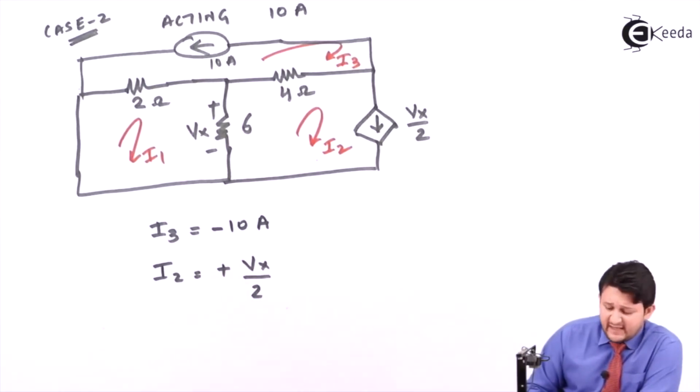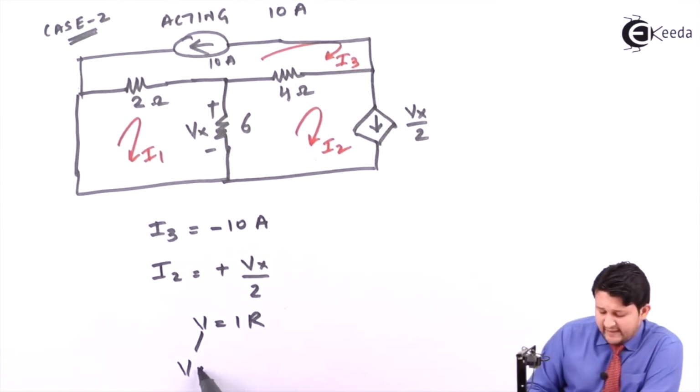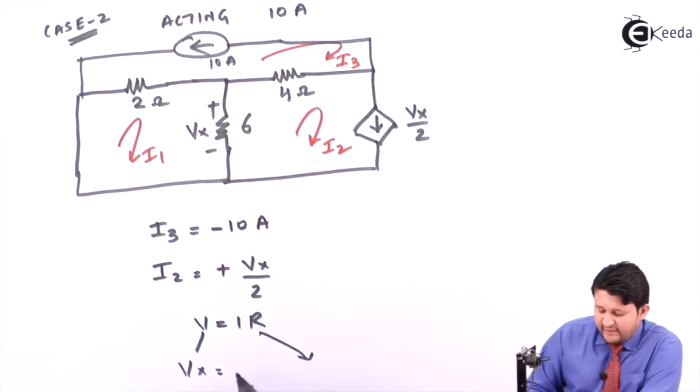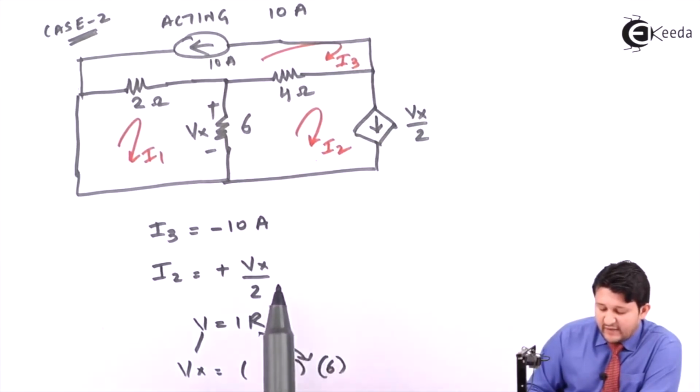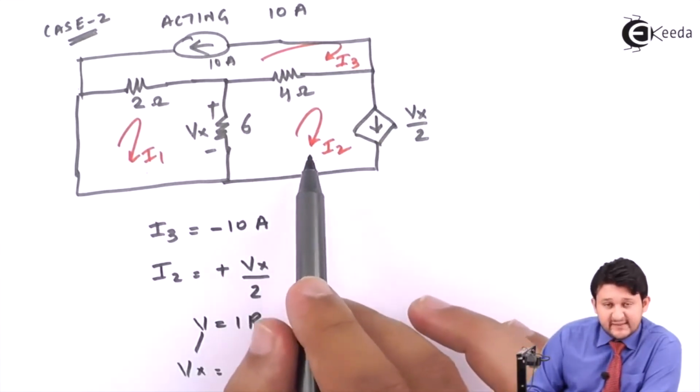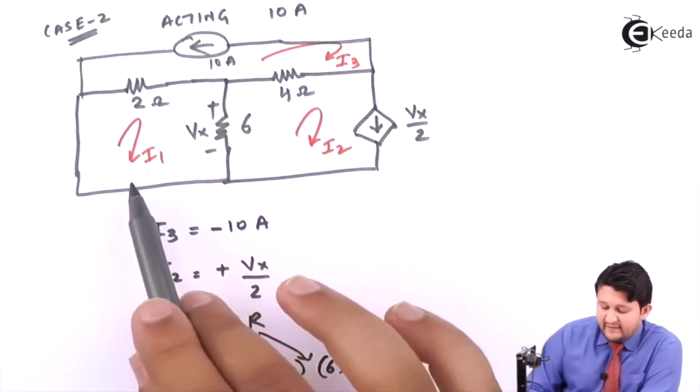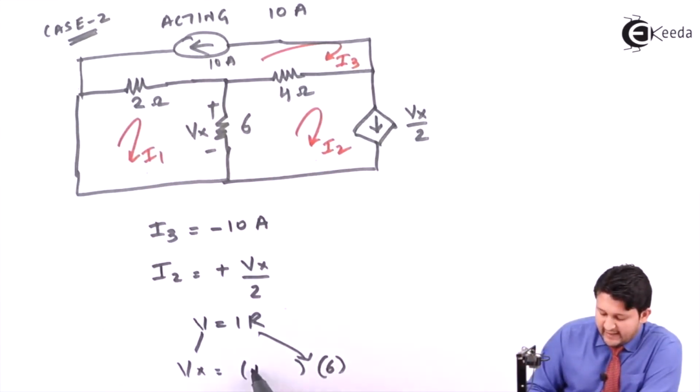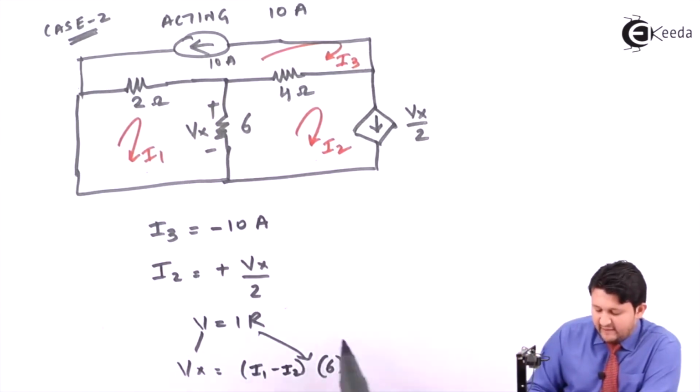If I need to find Vx, my friend, use Ohm's law. For V, you will be writing Vx. For R, Vx is across which resistance? 6 ohm. In the 6 ohm, which current is flowing, I1 or I2? Yes, both currents are. I1 is entering the positive, so you will be writing plus I1, and I2 is entering the negative, so you will be writing minus I2. So that's the equation for Vx.